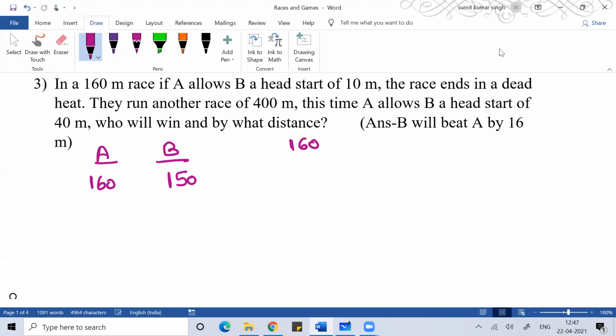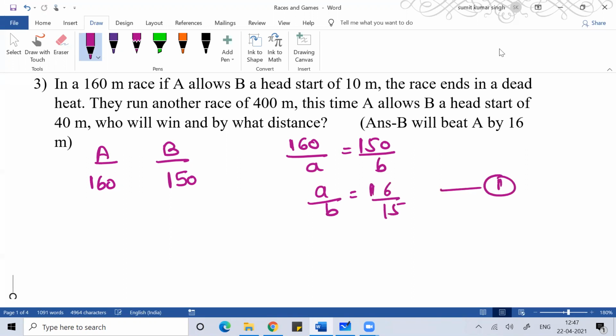It means 160 by A is equal to 150 by B. The time taken by A to cover 160 meters is the same as the time taken by B to cover 150 meters. So the relation of A to B is 16 by 15. That is the ratio of the speeds. Okay, so you can understand this.